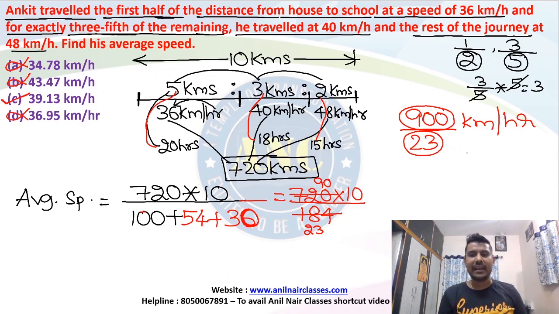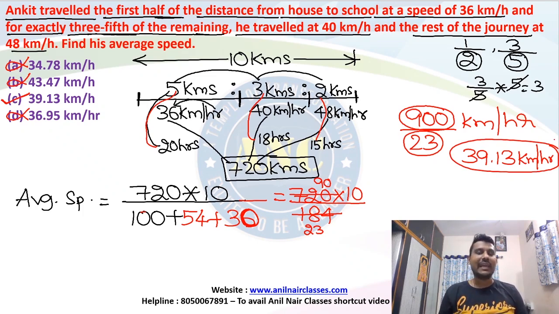You can check it in calculator. I just did by approximation. 900 by 23 should be somewhere around 39.13 kilometers per hour. But more than calculating 900 by 23, I personally believe that the average speed concept in all the problems using the distance ratio or some other varieties of problems is very, very beautifully clear for all the students listening to the class.